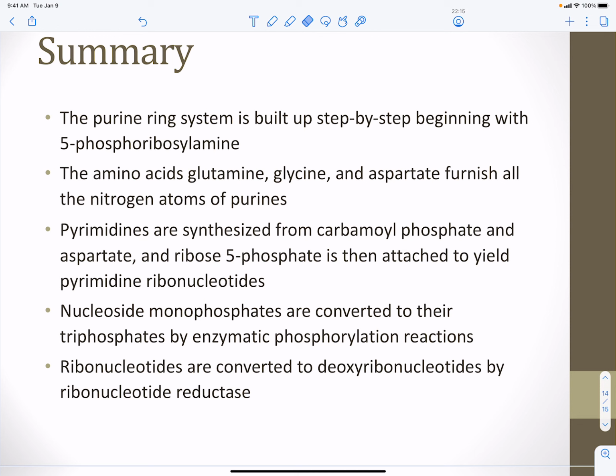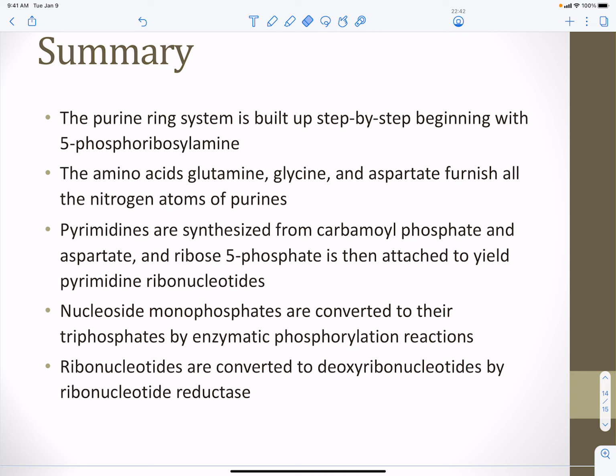Pyrimidines are going to be synthesized through the carbamoyl phosphate, which is similar to what it's going to be in the urea cycle, except in the cytosol, of course, not in the mitochondria. You're going to use aspartate as well as your carbamoyl phosphate, and then after you make this, you're going to attach this to the ribose. So that's different than the purine system, where you start with the activated ribose.